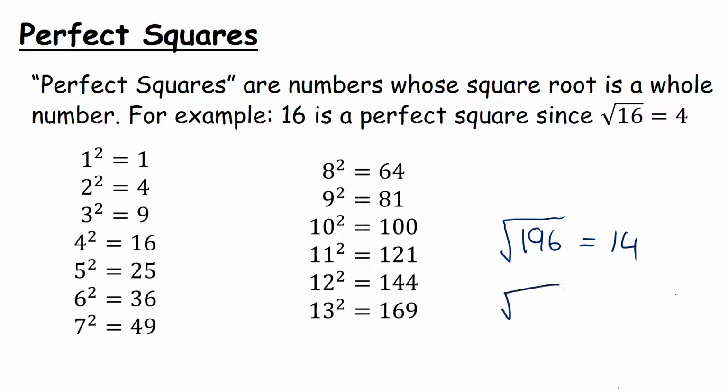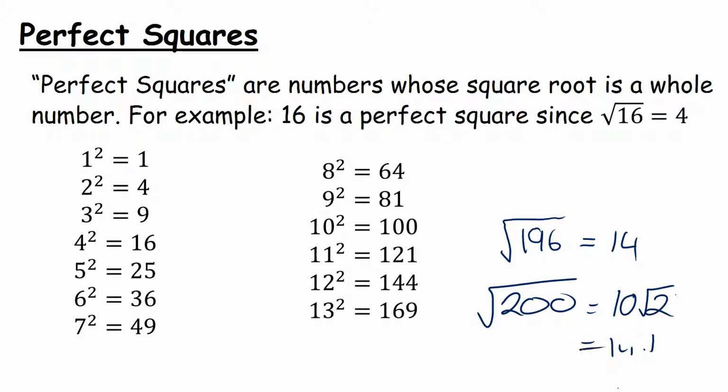If I gave you the number 200 and asked, is that a perfect square? Same method, we do the square root. If you put it into your calculator, with a new calculator what you'll get is 10 root 2, and if you convert it, it gives you 14.14 on. Basically that means it is not a perfect square. So that one is not a perfect square, that one is a perfect square.